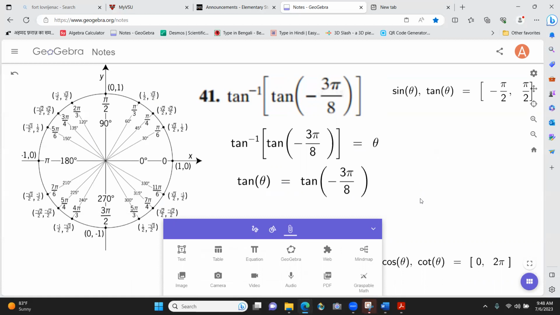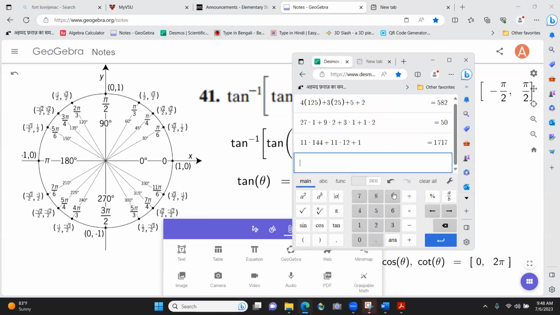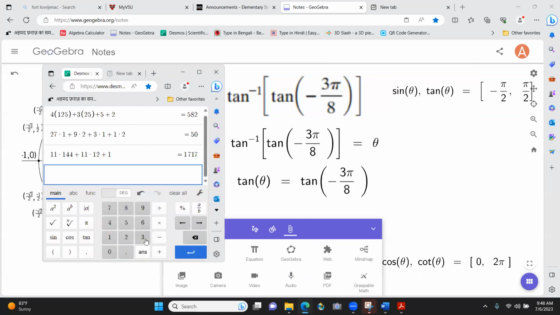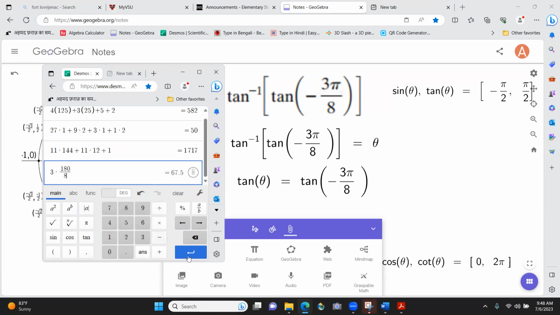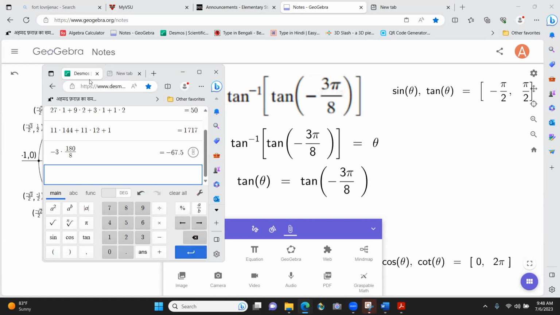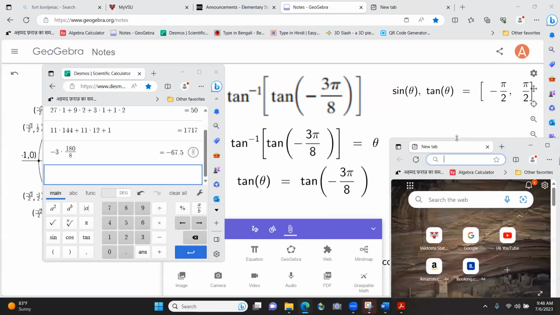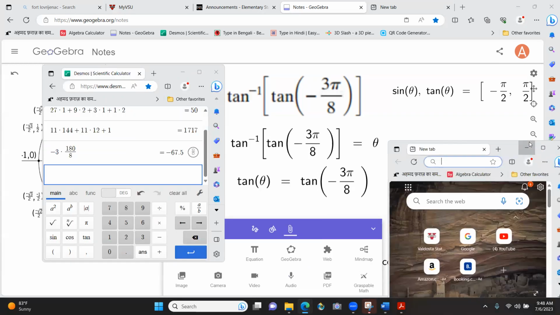Of course, you can use your calculator: 3 times 180 divided by 8. Let's find out what that is. 3 pi is 180, and this is negative. I will try not to forget. 180 divided by 8, I'm getting 67.5, and that's good enough. Of course, negative, so let's put a negative here to be safe. Negative 67.5, I'm sorry.